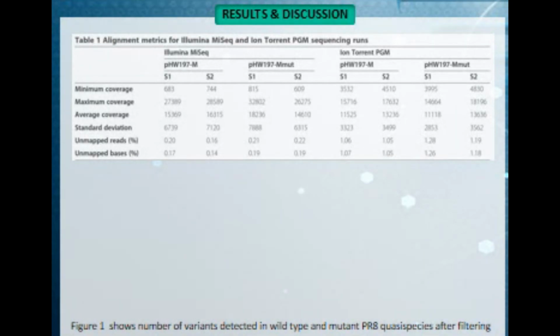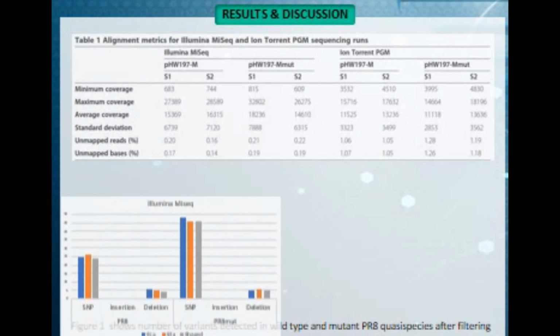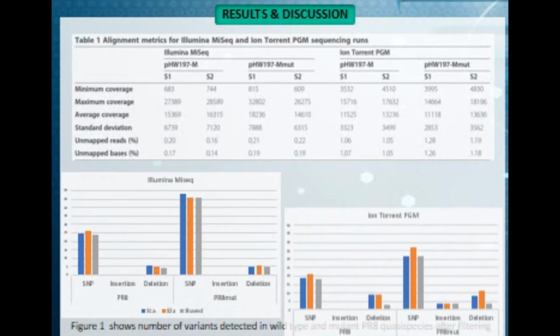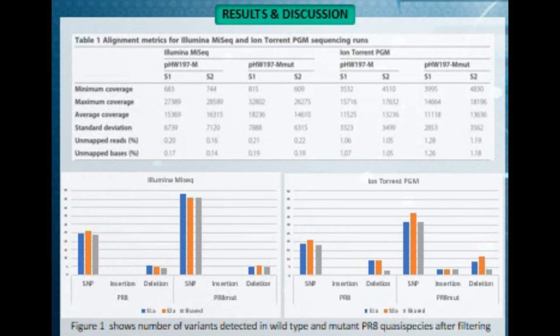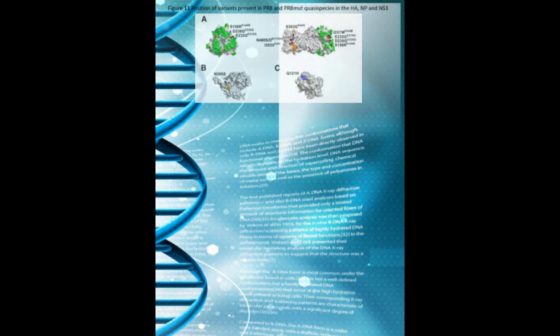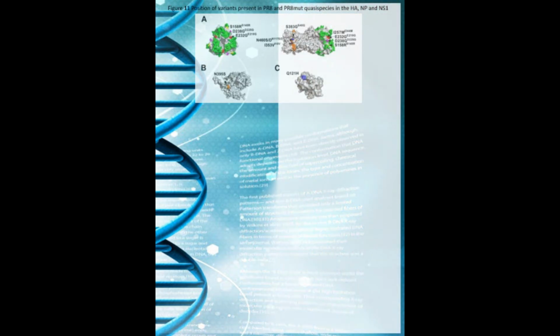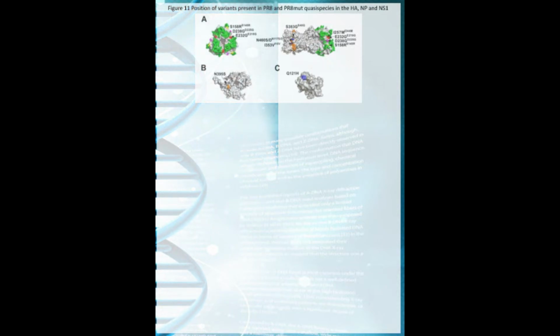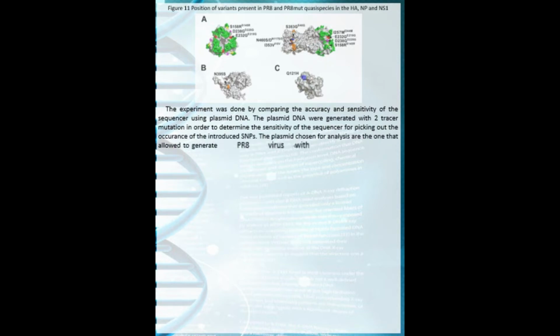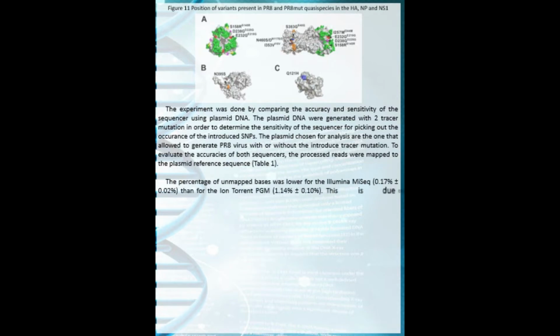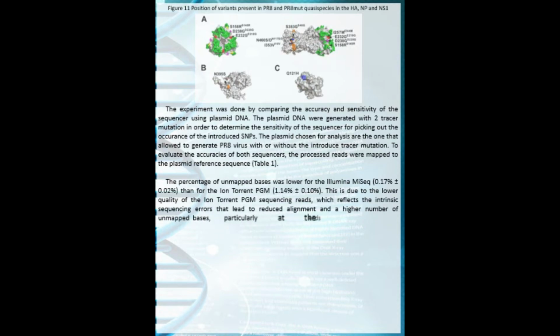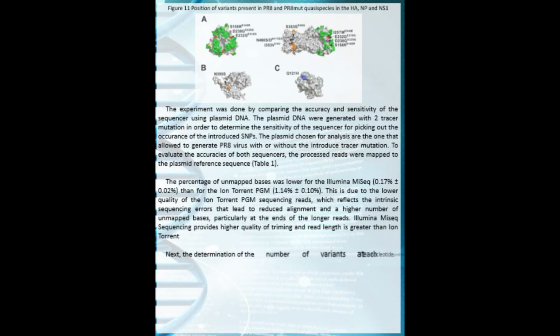Next, the determination of the number of variants at each nucleotide position in the virus-derived sequences, which will reflect the quasi-species diversity of in vitro-grown PR8 and PR8 mutated virus. The number and types of nucleotide variants that were retained after applying the variant filter are presented in figure 1. The frequencies of the sequencing variants detected by both sequencers reveal 90 mutations for wild-type PR8 and 29 SNPs for PR8 mutated. Nearly all SNPs were detected with high average Phred score on the Illumina MiSeq and were thus more reliable than on the Ion Torrent PGM.